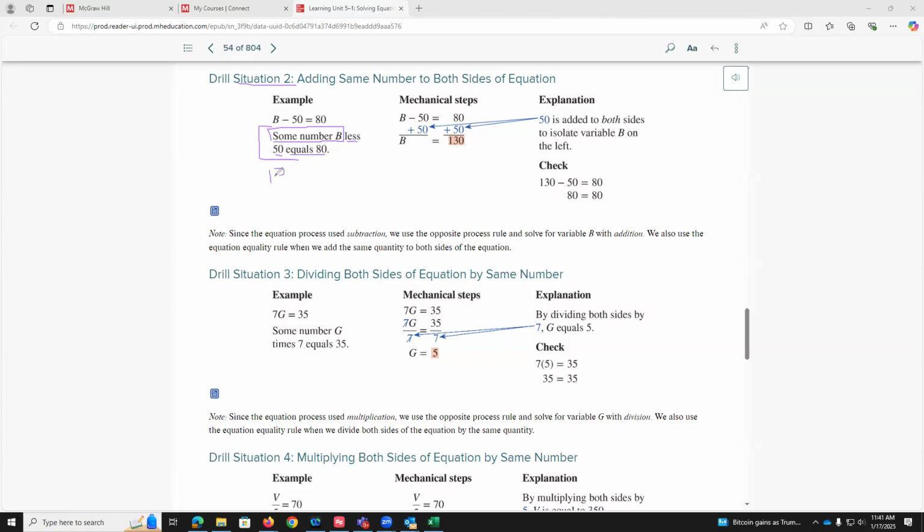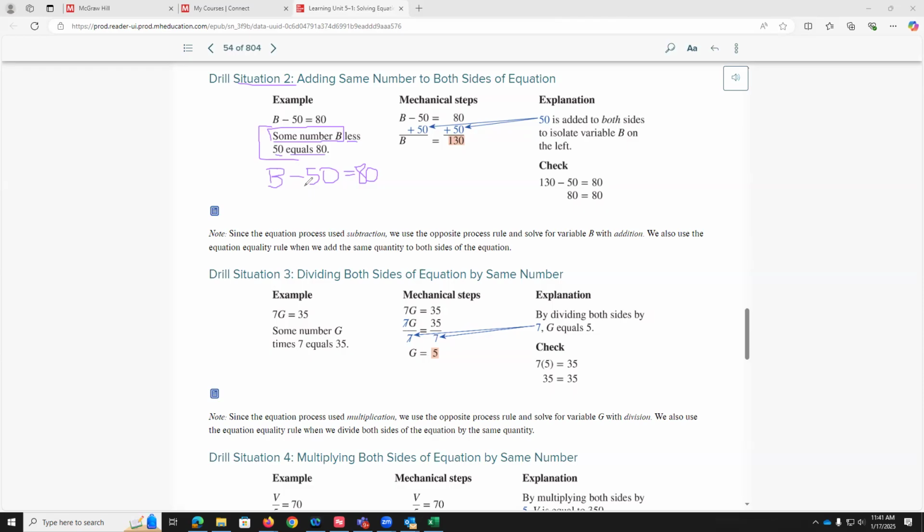Some number B, so okay, this number B, we're calling it B. We don't know what the number is, but when you take that number and you subtract 50 from it, you're going to get 80. Now, I bet your brain is already working this out because you know that what we do to one side, we've got to do to the other, right?